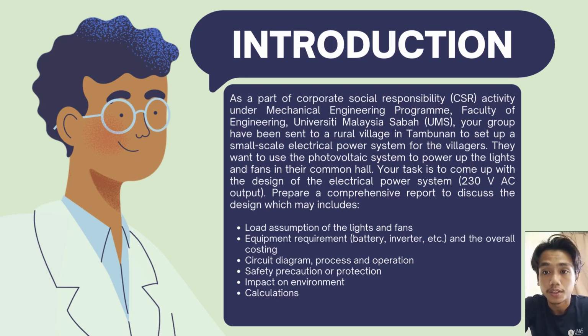So, the assignment is a part of the Corporate Social Responsibility (CSR) activity under the Mechanical Engineering Program, Faculty of Engineering, University of Malaysia Sabah. Your group has been sent to a rural village in Tamunan to set up a small-scale electrical power system for the villagers. They want to use a photovoltaic system to power the lights and fans in the common hall. Your task is to design the electrical power system, which has a 230 volt AC output.